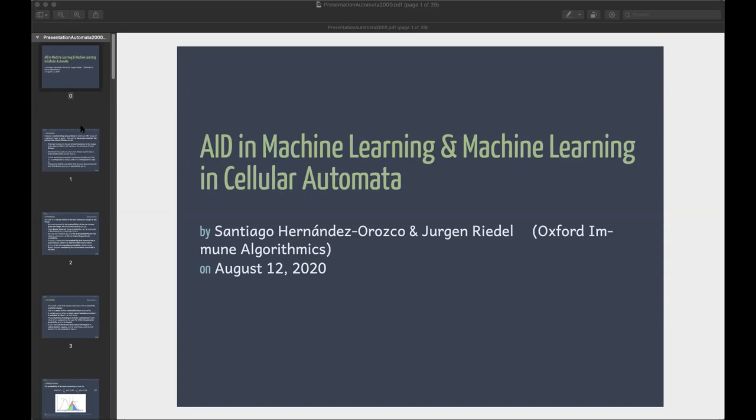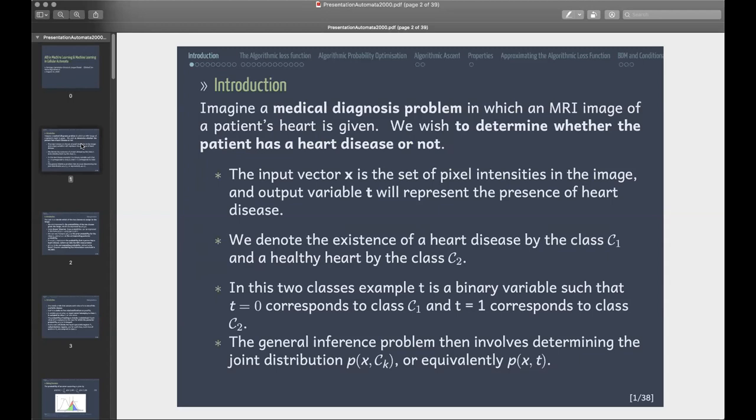Well, imagine a medical diagnosis problem in which an MRI image of a patient's heart is given. Let's assume we wish to determine whether the patient has a heart disease or not. That's a common problem in healthcare diagnostics. The input vector X is a set of pixel intensities of the image, and the output variable T will represent the absence or the existence of a heart disease. We denote the existence of a heart disease by the class C1 or T equals zero, and a healthy heart by the class C2 or T equals one.